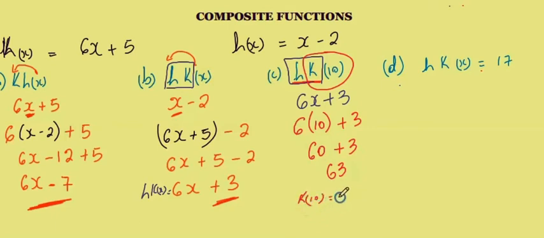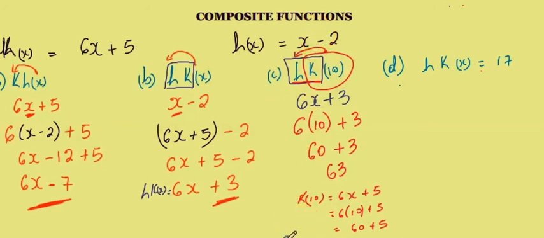So k of 10 will be equal to 6x plus 5. You are going to put the 10 where you see the x. So that would be 6 times 10 plus 5, and that would be 60 plus 5. But when you get this answer, you are going to now substitute it into the h, because remember, you're going to take this function and put it in the h function.